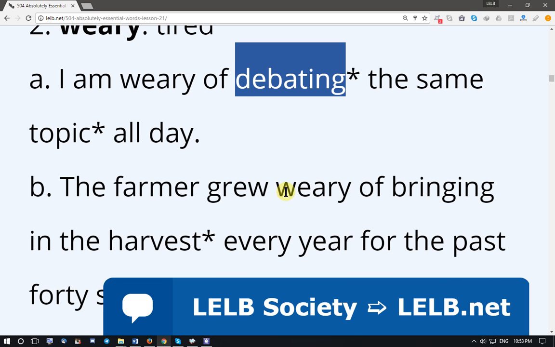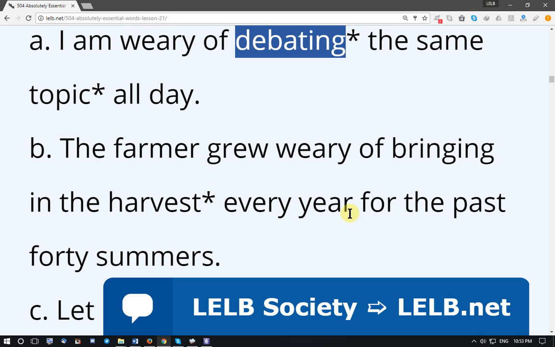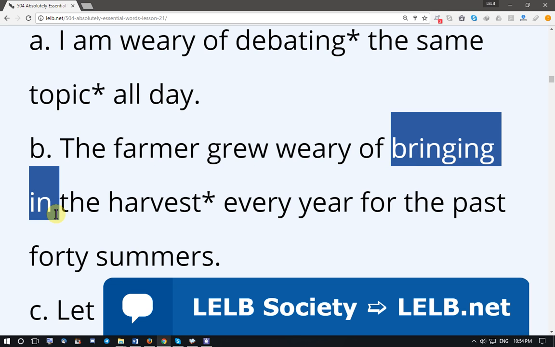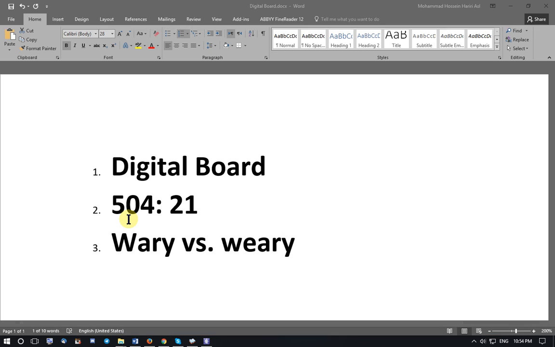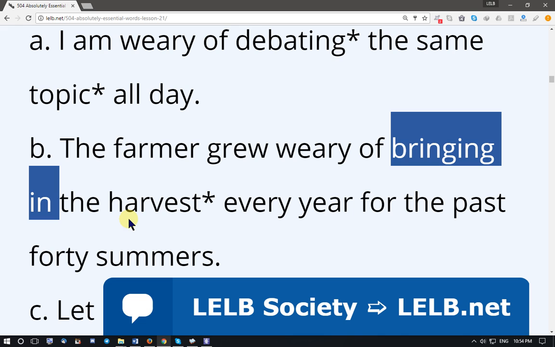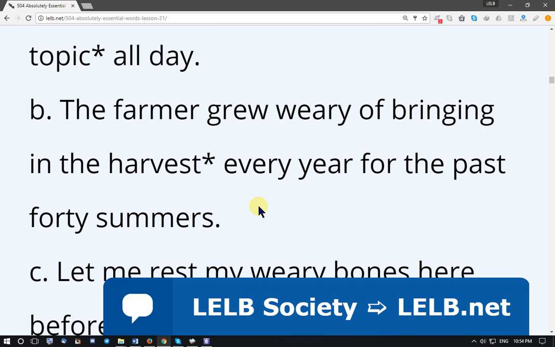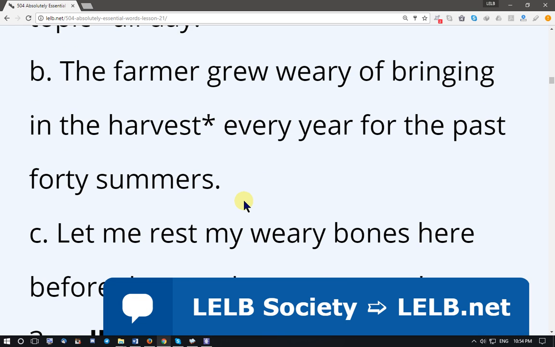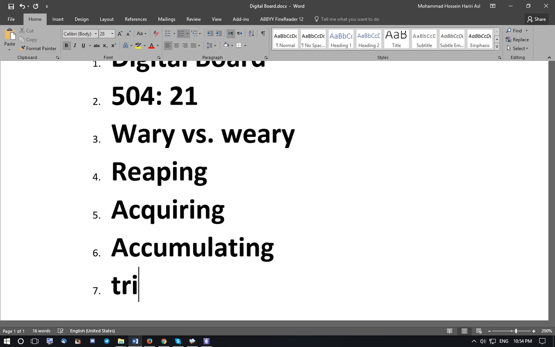The farmer grew weary of bringing in the harvest every year for the past 40 summers. So the farmer has been working on that ranch or farm for 40 years, 40 summers, and he has been exhausted or weary of bringing in, meaning gathering, the harvest or reaping, every year for 40 summers. So it is somehow tiring, repeated.